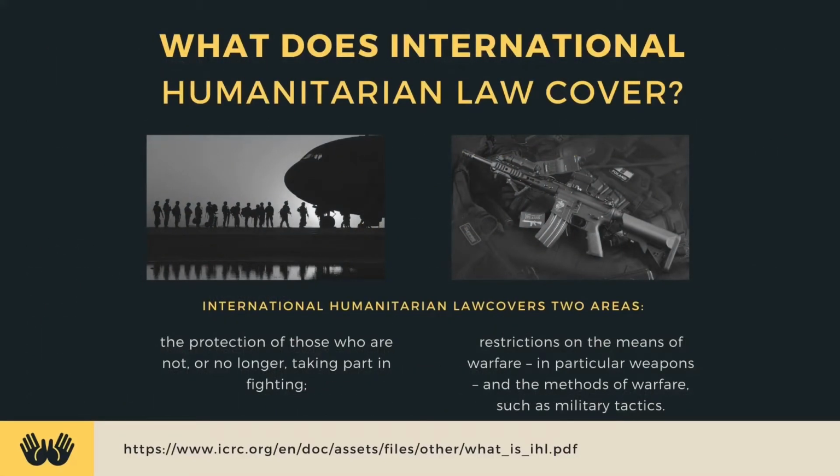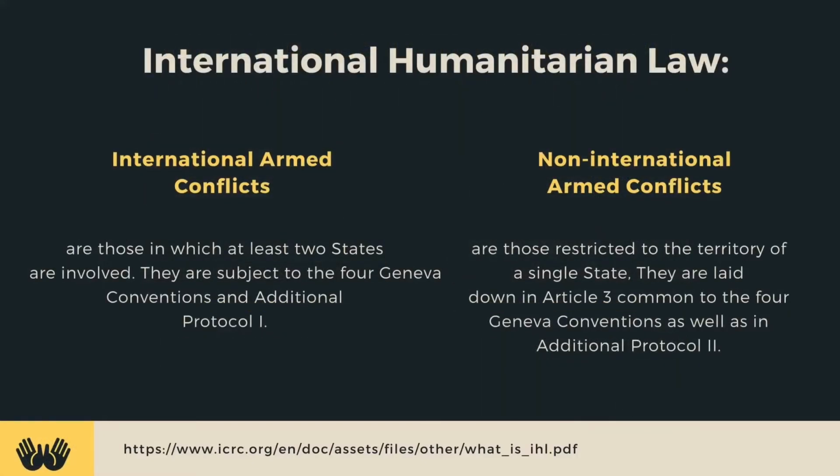International humanitarian law covers 2 areas. The first one is to protect those who are no longer taking part in the fighting, and second, it restricts the means and methods of warfare, in particular weapons and military tactics. International humanitarian law applies differently between international armed conflicts and non-international armed conflicts. International armed conflicts are those in which at least 2 states are involved. They are subject to the 4th Geneva Convention and Additional Protocol 1.